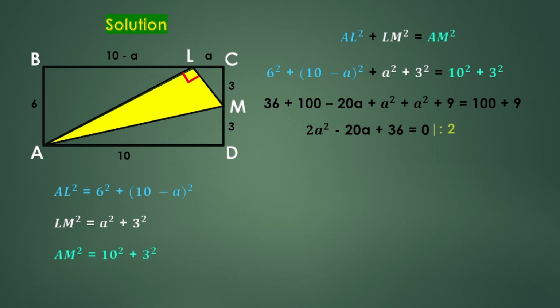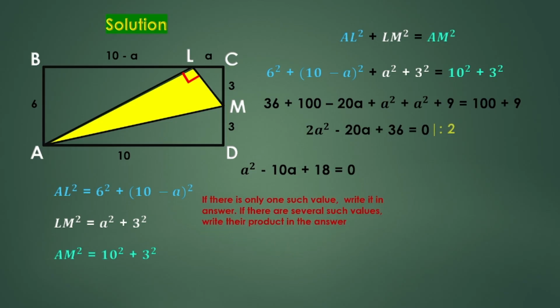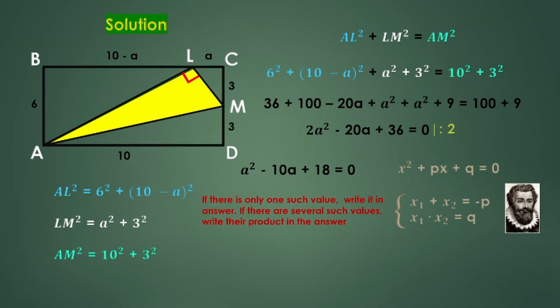Now I will divide this equation by 2. After that, we will have the corresponding equation. And according to the condition of the problem, we were told that if there is only one such value, write it in answer, and if there are several such values, then write their product. So we must remember Vieta's theorem, which says that the product of the roots of a quadratic equation is equal to the free term, in our case, q, and q is 18. This number will be our answer.